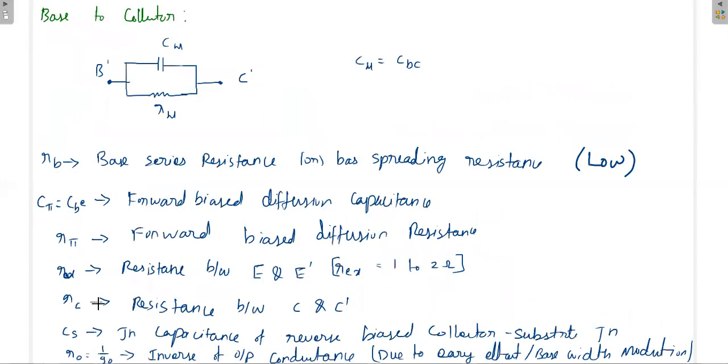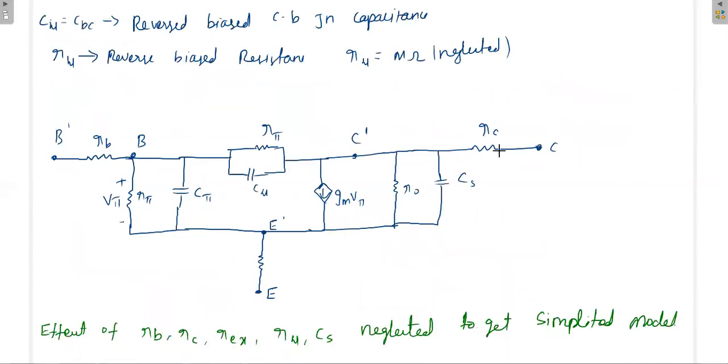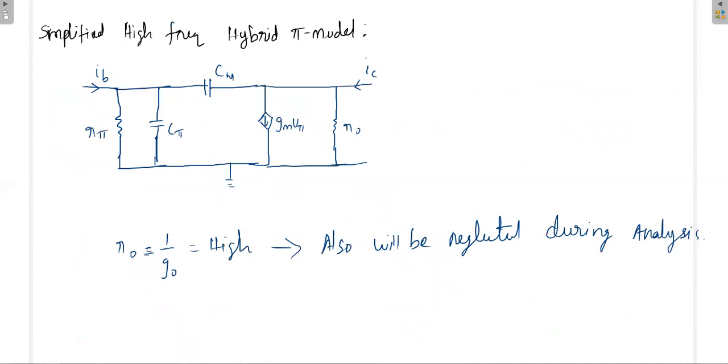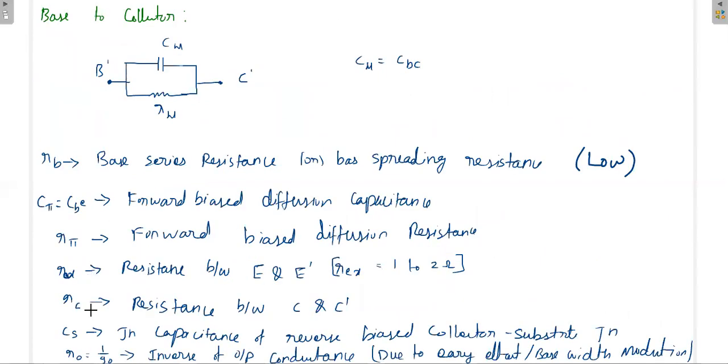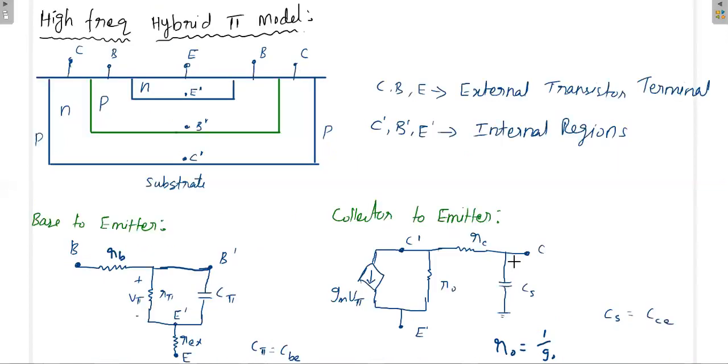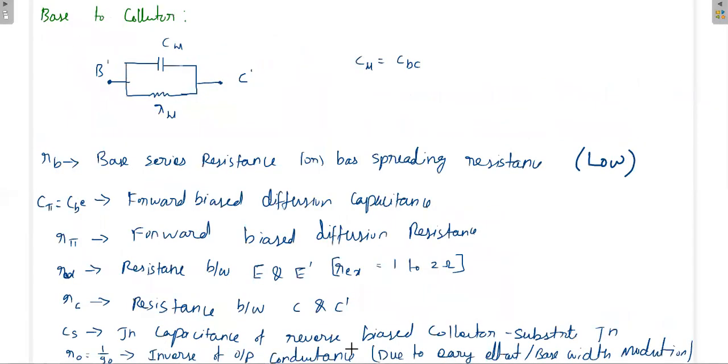Next one is RC. RC means the resistance between C and C dash, the resistance between the collector and the internal collector region C dash. The next one is CS. CS means the capacitance between the collector and substrate, that is the junction capacitance of the reverse biased collector and substrate junction.